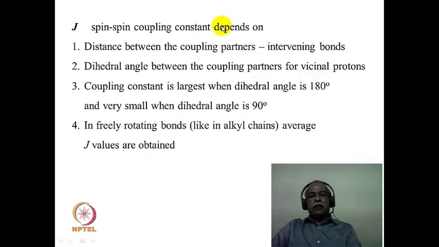Now the parameters on which the spin-spin coupling depends are as follows. It depends on the distance between the coupling partners and the intervening number of bonds. The more bonds you have intervening between two atoms or two hydrogens, the smaller will be the coupling. More importantly, the dihedral angle plays a major role in the coupling of vicinal hydrogens. We will see the relationship in a minute. The coupling constant is largest when the dihedral angle is about 180 degrees, and it is very small when the dihedral angle is about 90 degrees. In freely rotating bonds like in the alkyl chain, average J values are obtained. In other words, this is an illustration that we will give at a later stage.